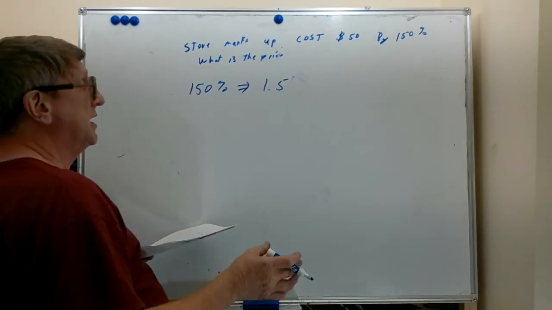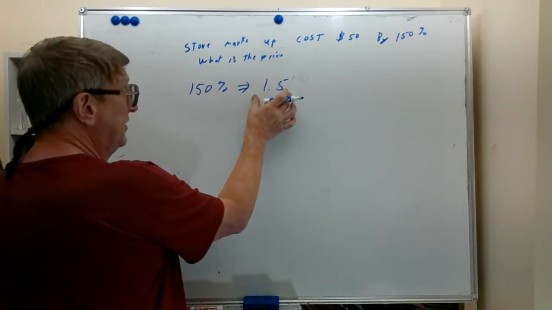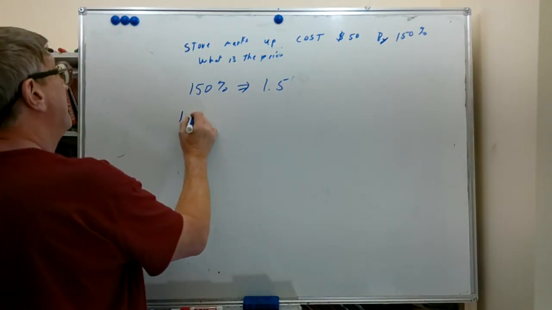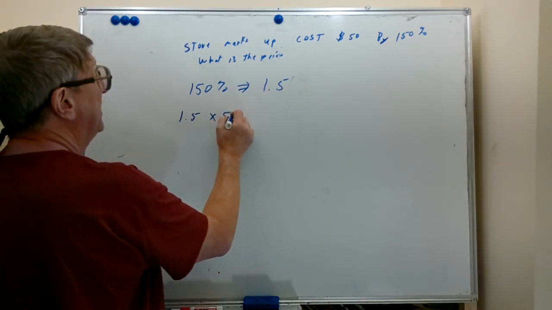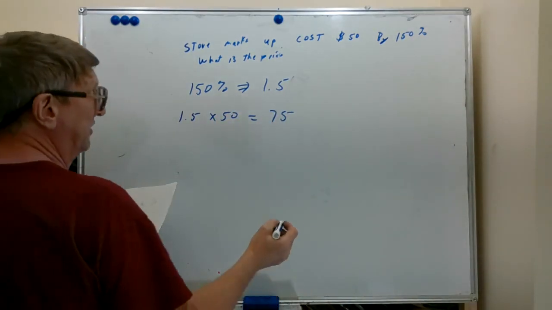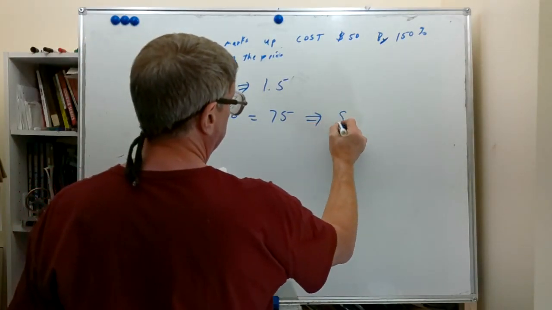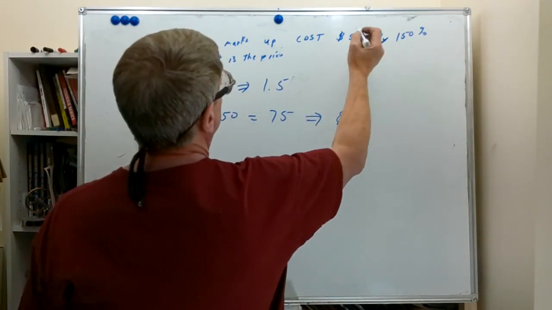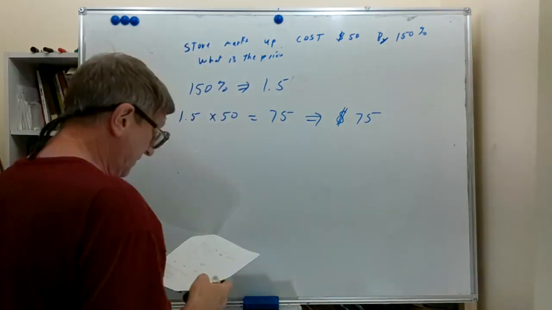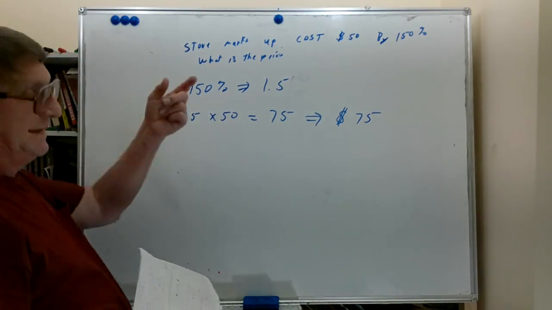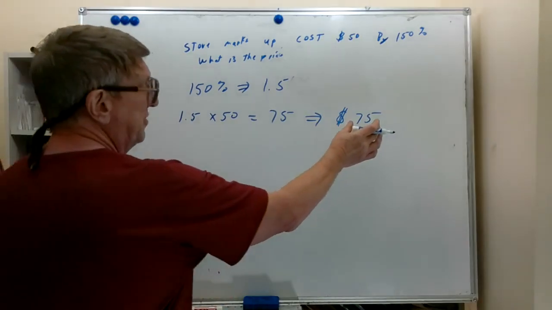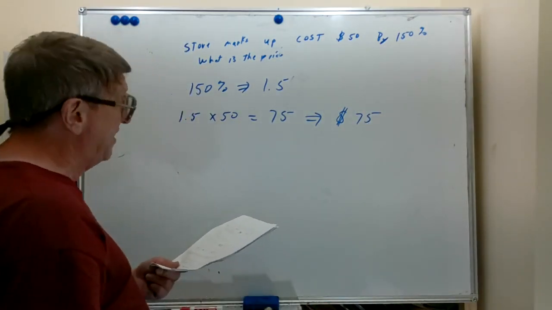So to figure out our markup, we take the decimal version times what we're marking up. 1.5 times 50 equals 75. So they're marking it up $75. Markup is $75. Seems like a pretty nice markup on an item they pay $50 for. But now we want to know the cost. This tells us how much they marked up. We still don't know what we're going to pay for the item.